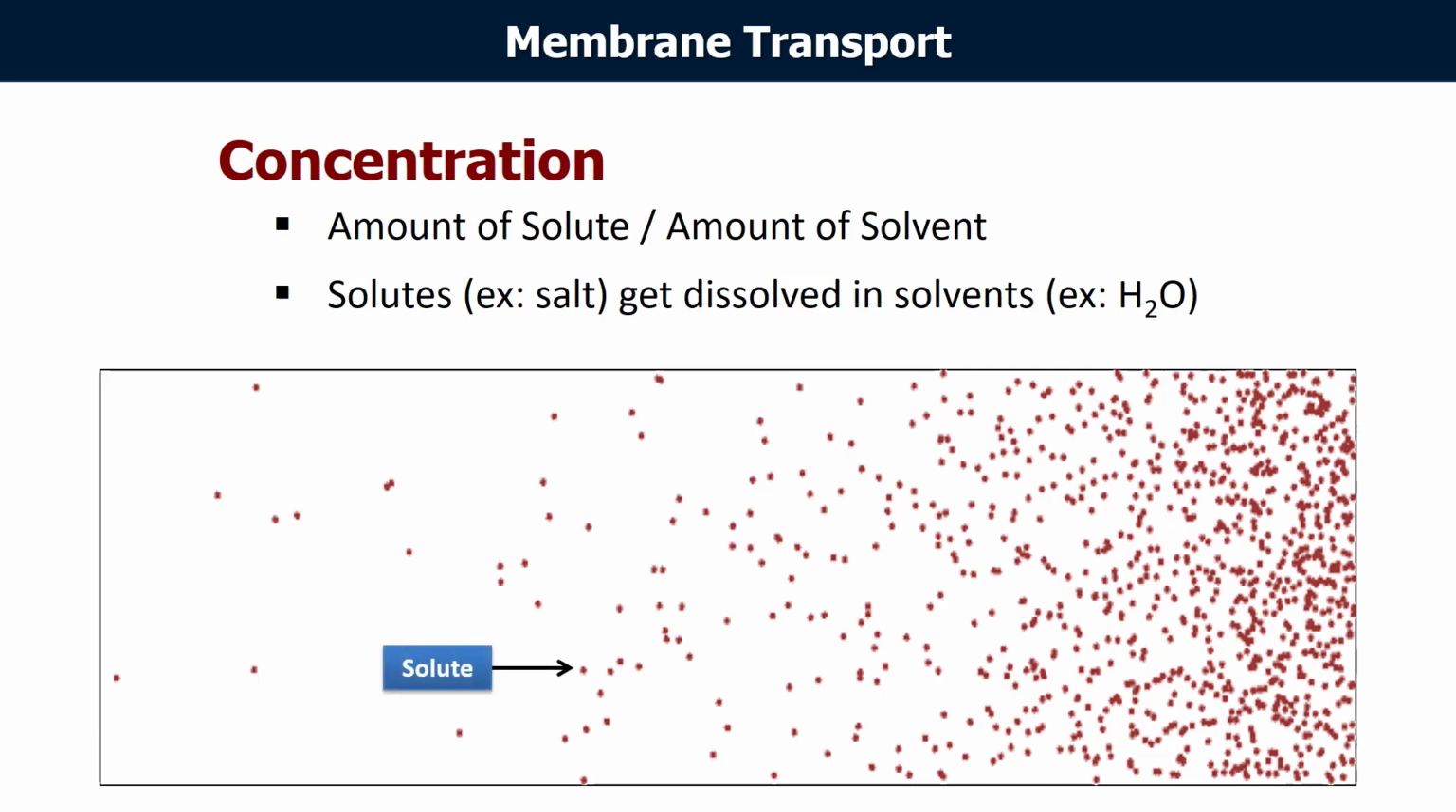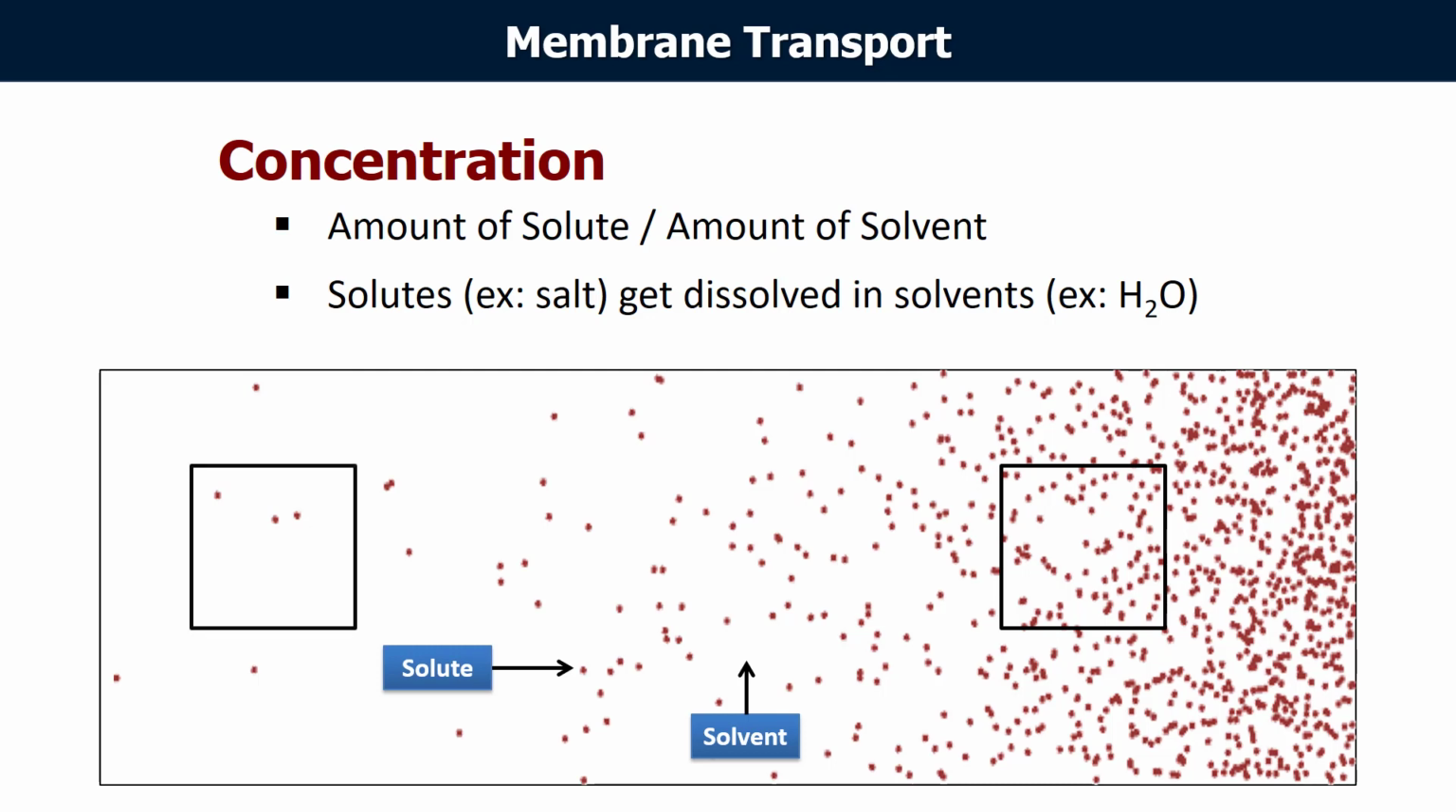So in this picture, these little red dots are the solutes, maybe salt ions, and the white space represents the solvent, or the water. And you can see we have a concentration gradient, because over here we have a lot more solute to solvent than we have over here. On the right side, there's a greater proportion of solutes to solvent than on the other side. More red dot per white space on the right than there is on the left. So we have a concentration gradient.